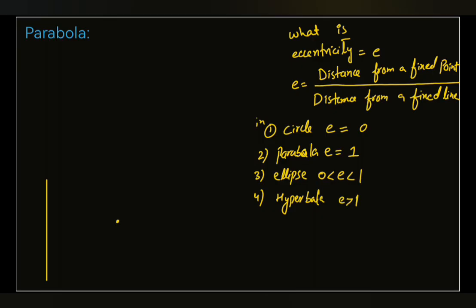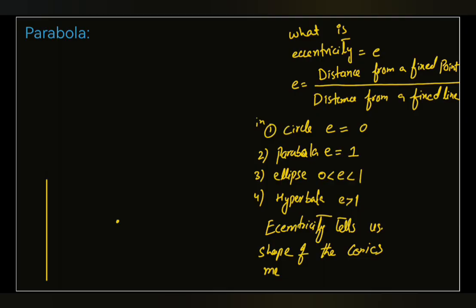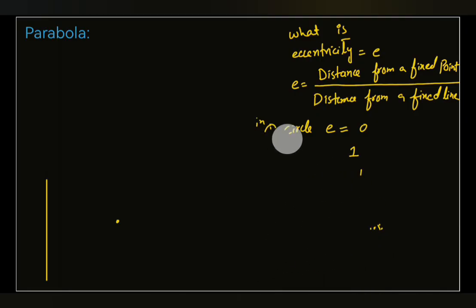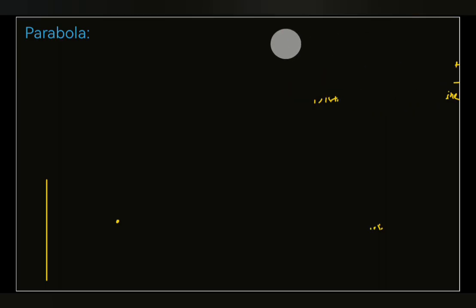So we have understood what is eccentricity. Eccentricity is the ratio of the distance from a fixed point to the distance from a fixed line. So eccentricity tells us about the shape of the conics. So comes to the topic parabola. Let's discuss its definition first before moving to the equation of a parabola.